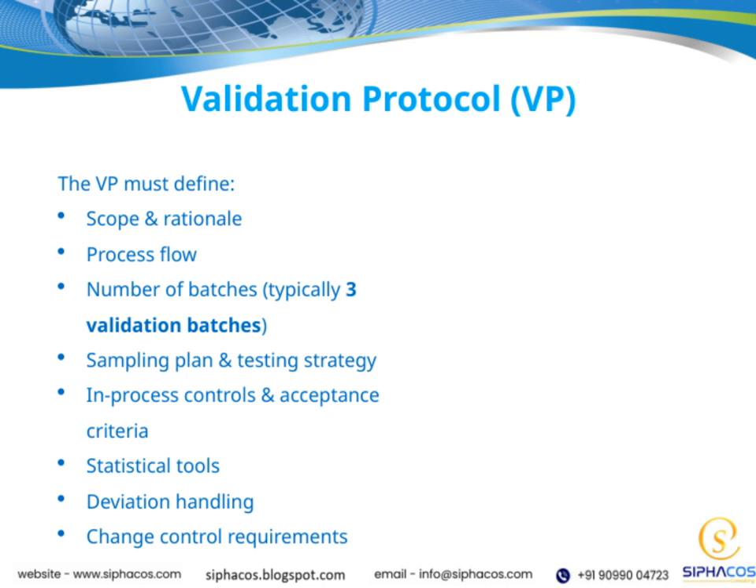In-process controls and acceptance criteria are also crucial. They set the checkpoints and standards that must be met during production to ensure everything stays within specifications. To analyze the data effectively, we utilize appropriate statistical tools, which help us interpret results objectively.